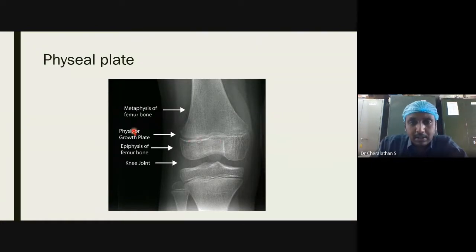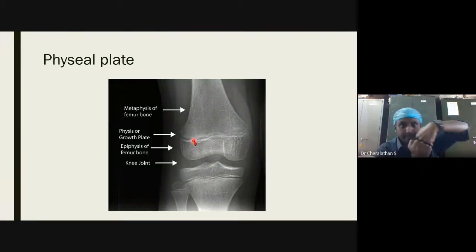So what is the purpose of this physis? This is where the longitudinal growth of the bone happens. If you consider the region between these two, my hands, that is the physis. As the physis expands, slowly the bone grows.